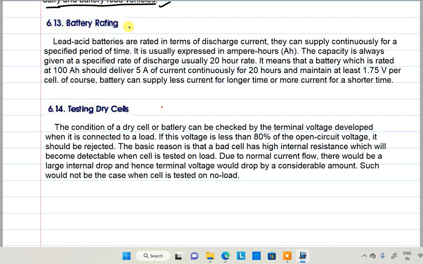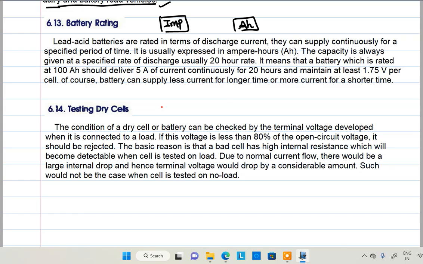So coming to the battery rating. It is a very important question, one of the important questions in the previous exam paper. What is the battery rating? The battery rating of cells is ampere hour. Okay, ampere hour is the rating of the battery, the rating of these cells.